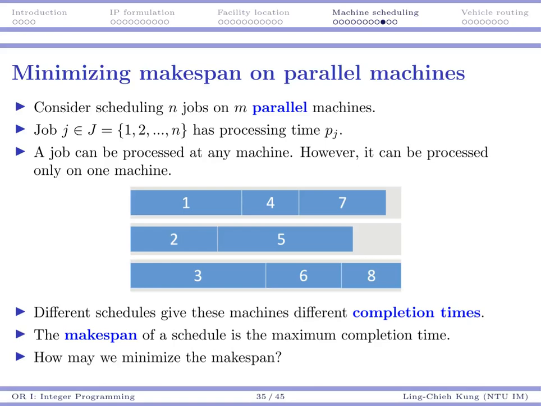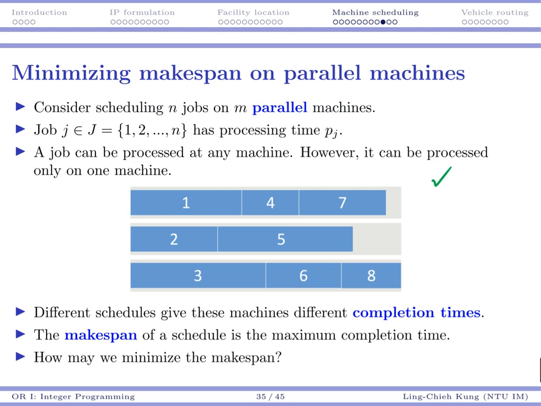So let's try our next one. Now we don't want to just have one machine. We want to have multiple machines. So let's say I want to schedule n jobs on m parallel machines. In this graph, we can see m is 3, n is 8. We are scheduling 8 jobs to 3 machines.